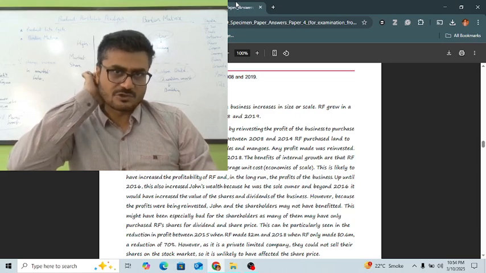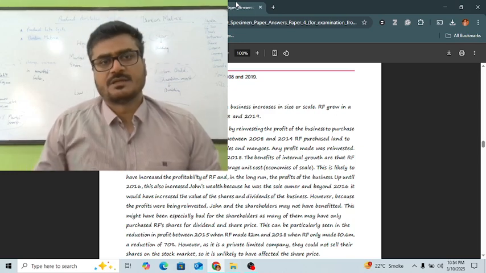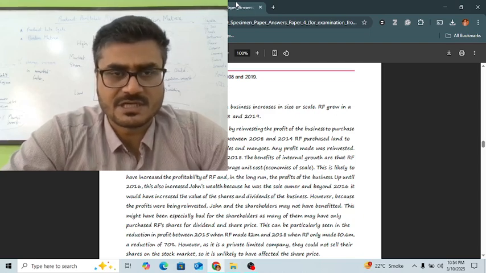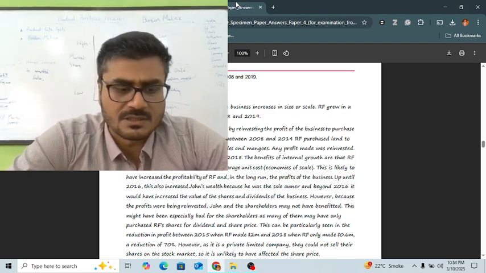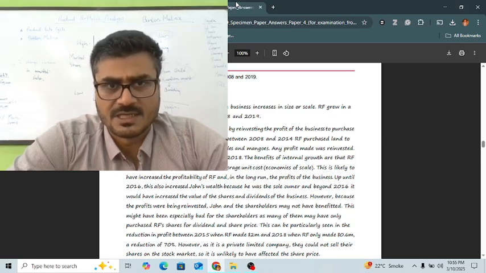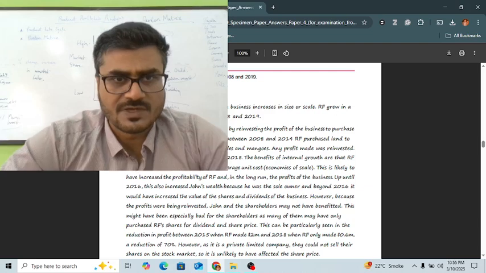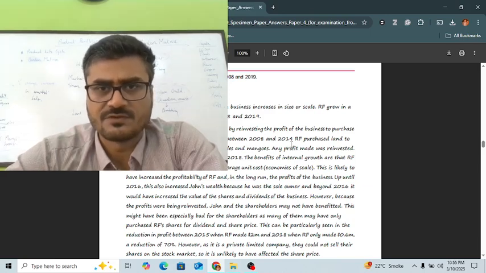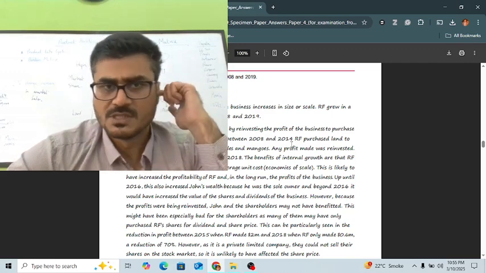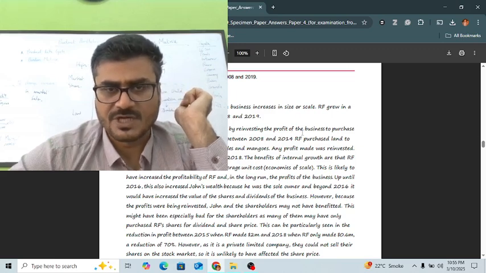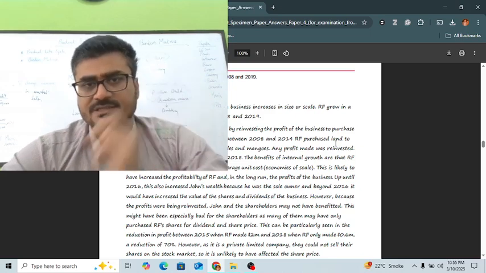Evaluate RF strategy for growth between 2008 and 2019. So the specimen answer started from knowledge points. He started off from the knowledge point. He described and elaborated the concept of growth in terms of internal growth and external growth. And then part of RF's strategy was internal growth by reinvesting the profit. So he discussed that between 2008 and 2014 there was a type of internal growth because of expanding existing operations and by reinvesting the profits into buying factors of production. So he discussed and analyzed that point.